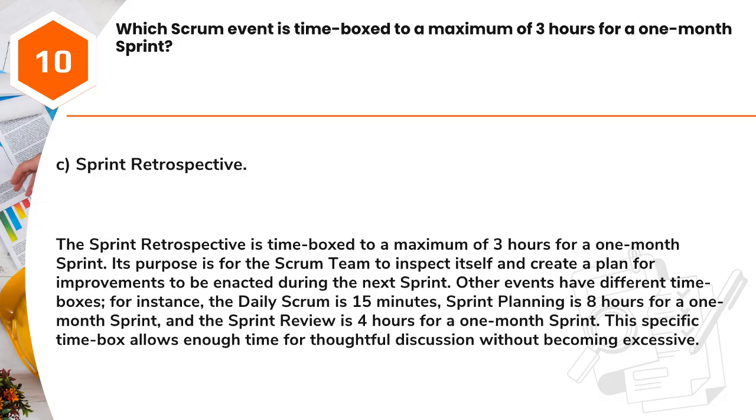For instance, the Daily Scrum is 15 minutes, Sprint Planning is 8 hours for a 1-month sprint, and the sprint review is 4 hours for a 1-month sprint. This specific timebox allows enough time for thoughtful discussion without becoming excessive.